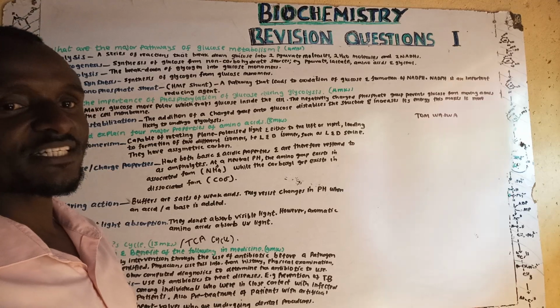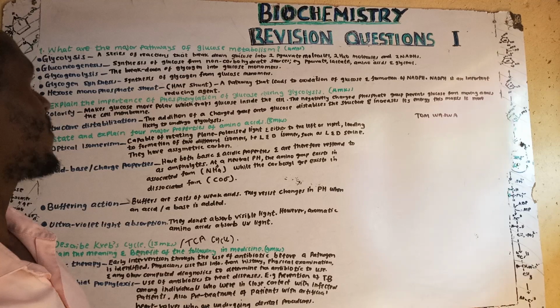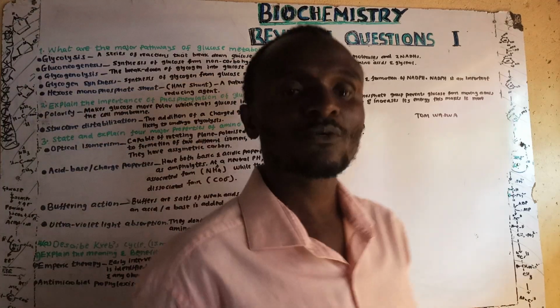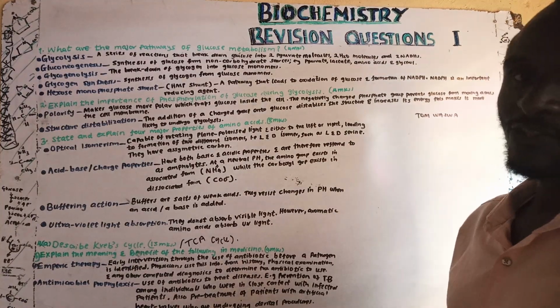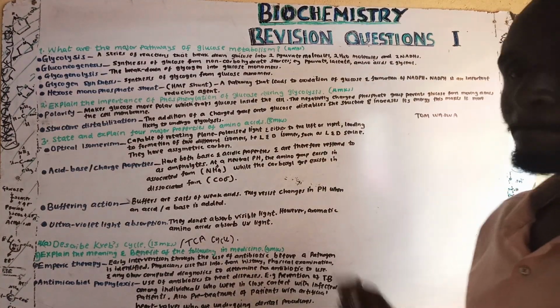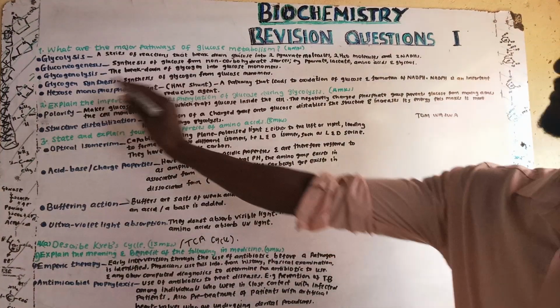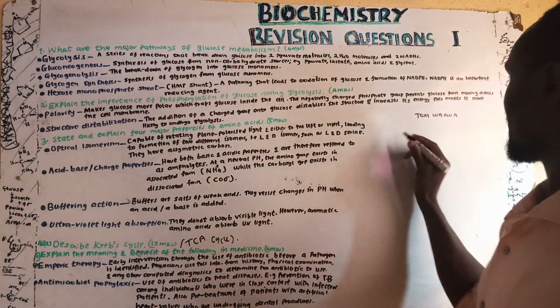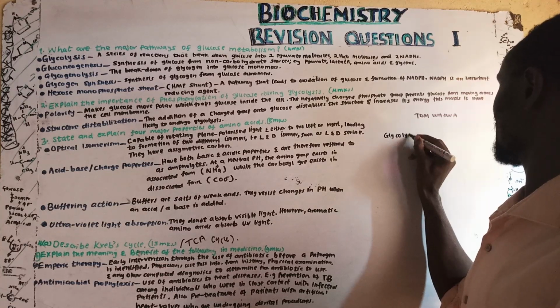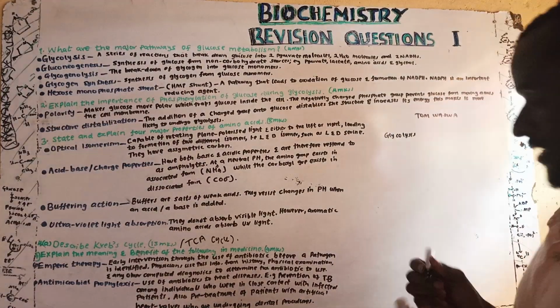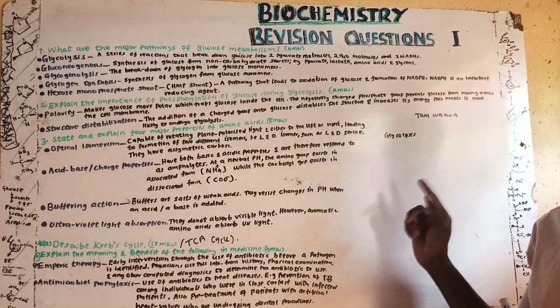So we go to the first question. What are the major pathways of glucose metabolism? The first pathway of glucose metabolism is glycolysis.